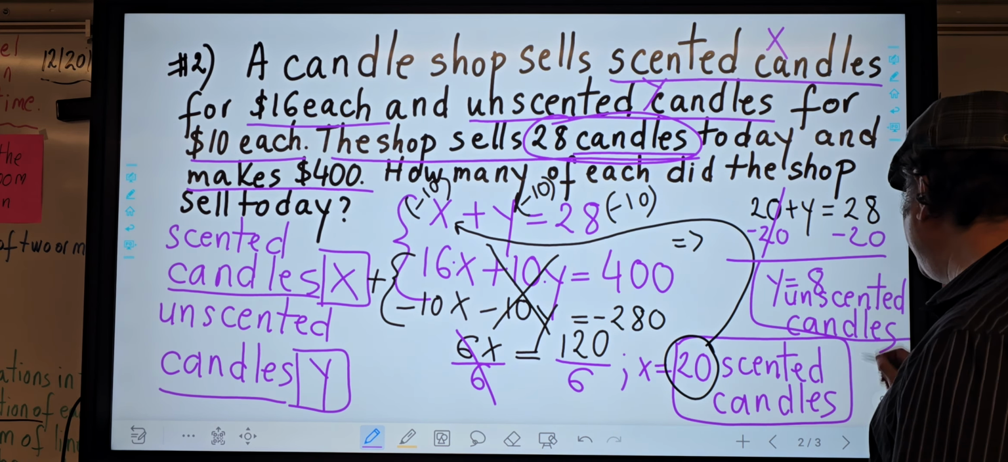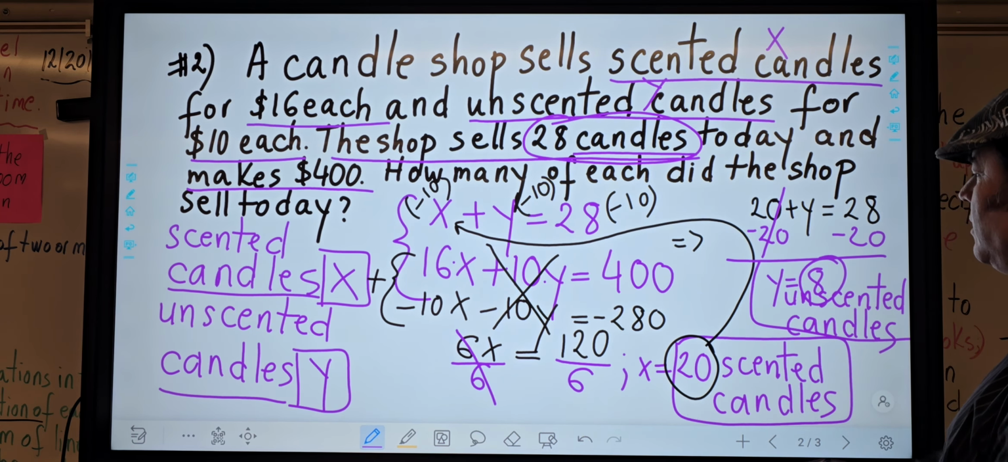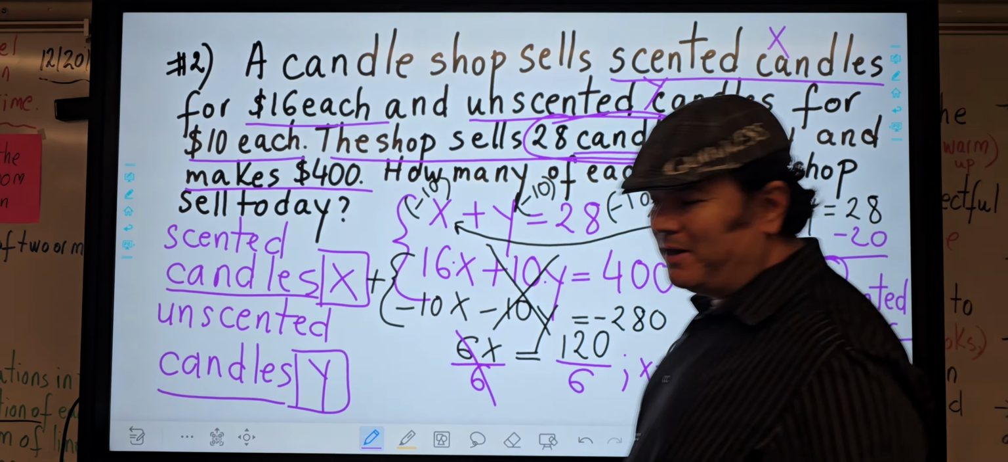And let's see if it makes sense. We have 8 and 20. 8 plus 20 becomes 28 candles. So it checks out.